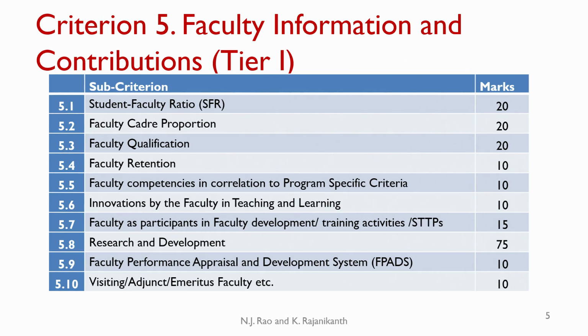So, the major difference between Tier 1 and Tier 2 institution is the weightage that is given to research and development, and an additional sub-criterion related to the competencies in correlation to PSOs. But in both the cases, the number of marks for Criterion 5 are 200.